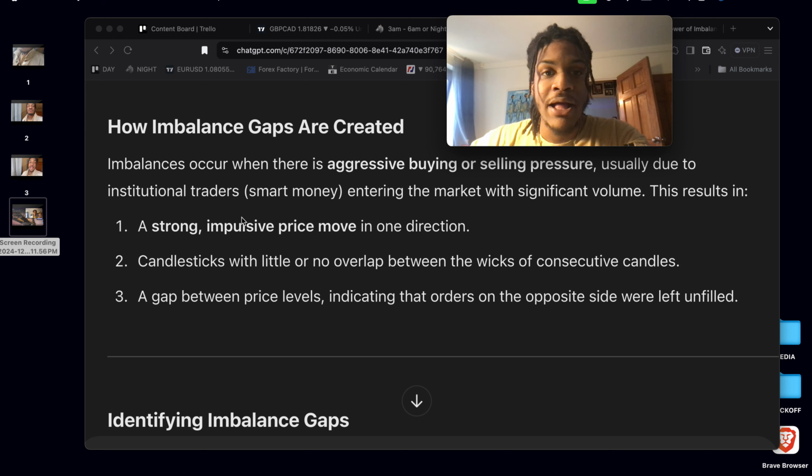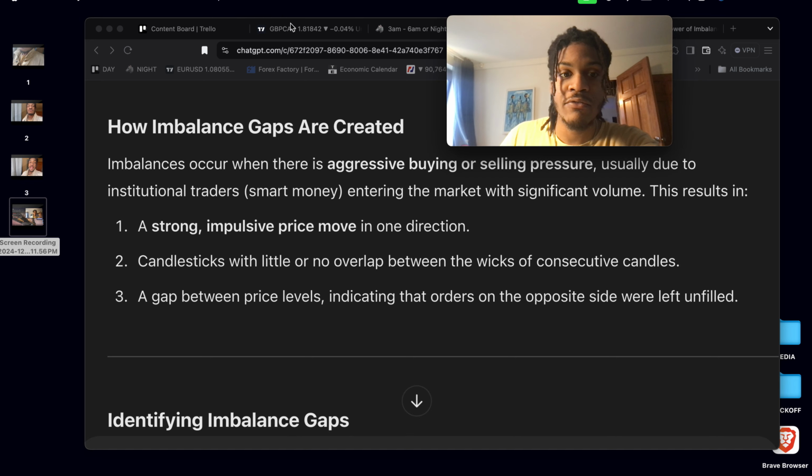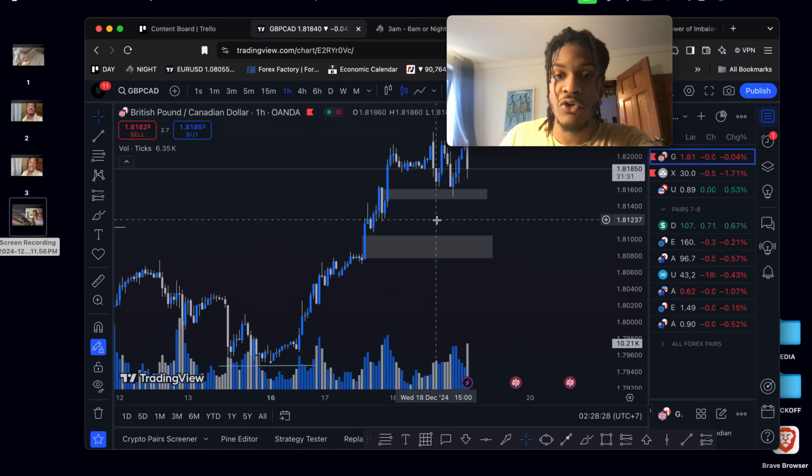So yeah, imbalance gaps are created, and these are also known as fair value gaps if you trade smart money concepts, ICT. They are usually due to institutional traders or smart money traders, and they usually result in, like I said, a strong impulse move going in one direction or the other. So an impulse move going up or an impulse move going straight down.